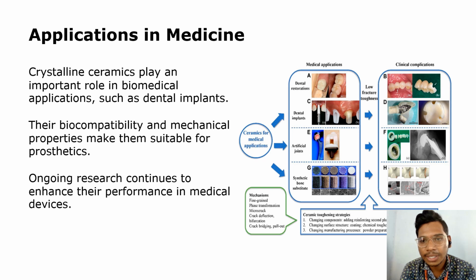Dental restorations like root canal work use ceramics in place of metal. Dental implants, artificial joints, synthetic bones, and substitutes. Their structures are also given as a clinical complication. Mechanisms: fine grain, phase transformation, microcrack deflection, crack bridging and pull out.